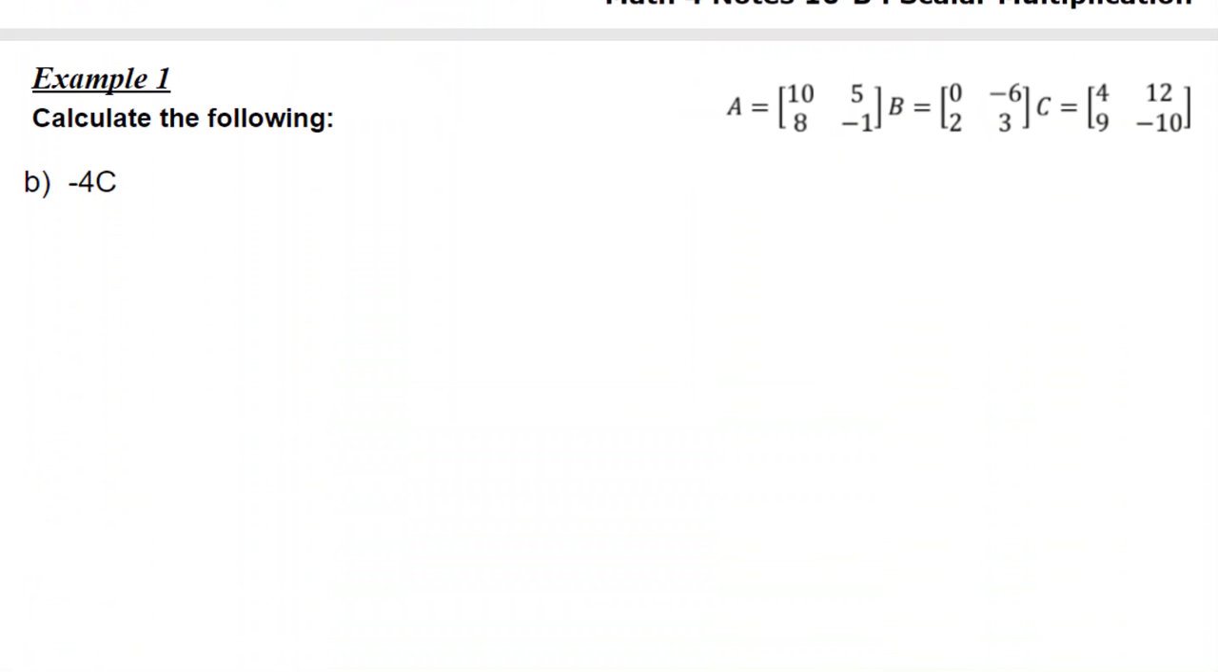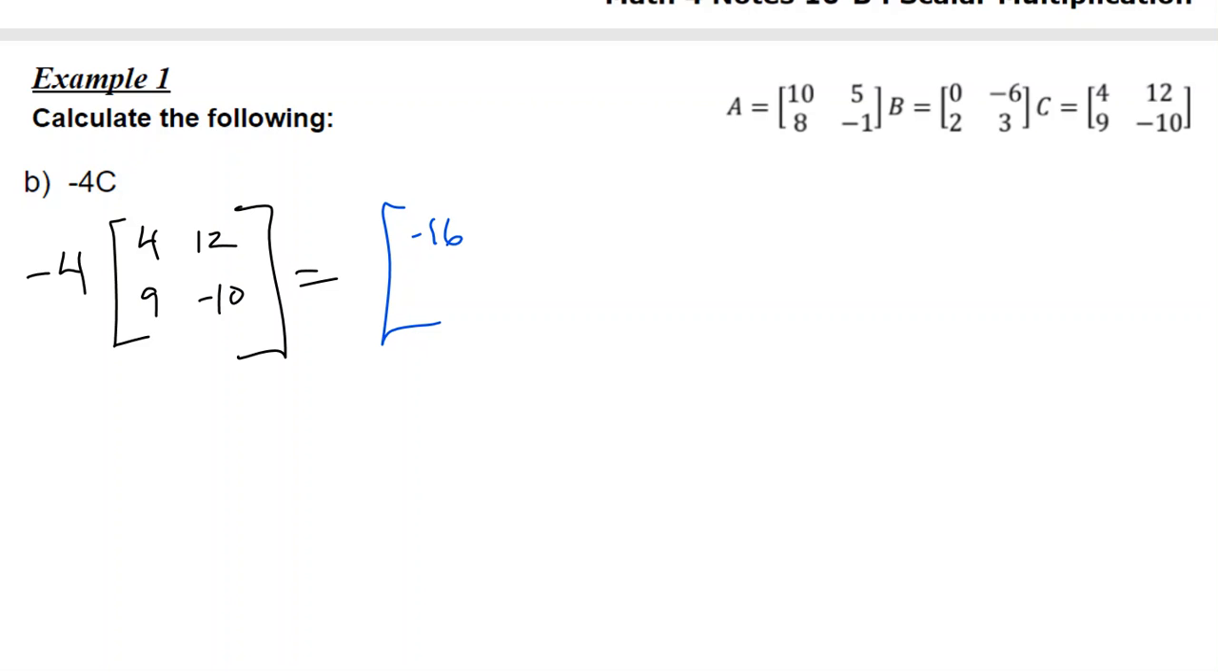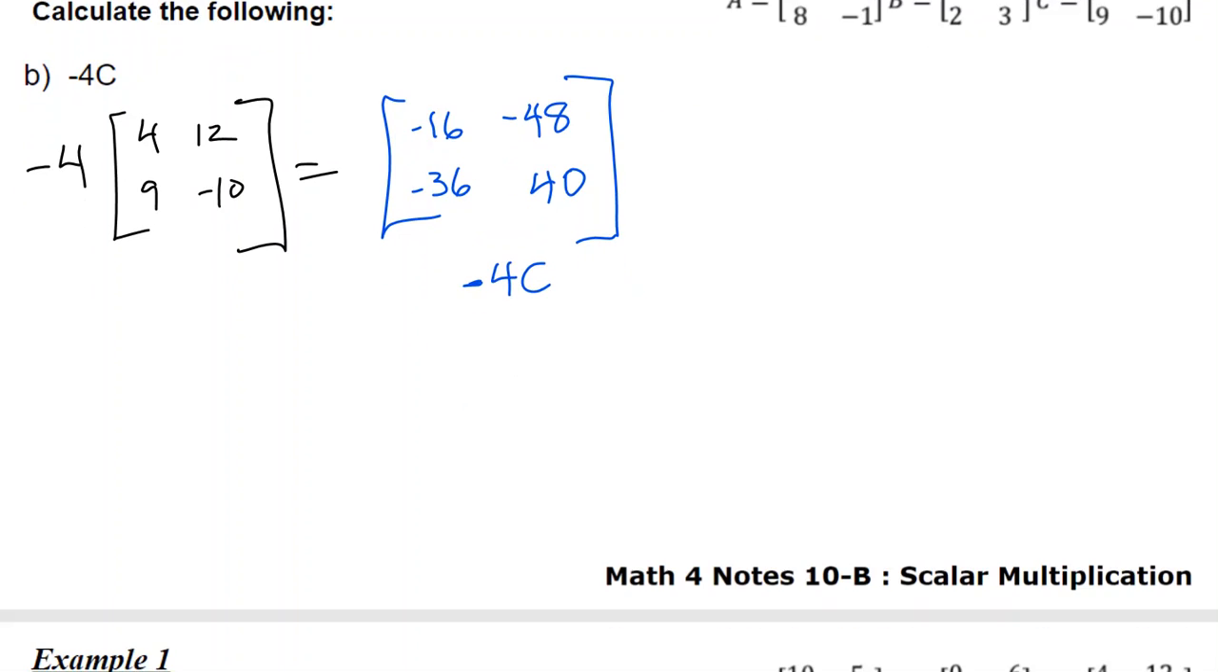All right, we're going to take -4 and multiply it times matrix C. 4 and 12 and 9 and -10, which is going to give us -16 and -48 and -36 and +40. And that is going to be -4c. Needless to say, this is not going to take real long today.